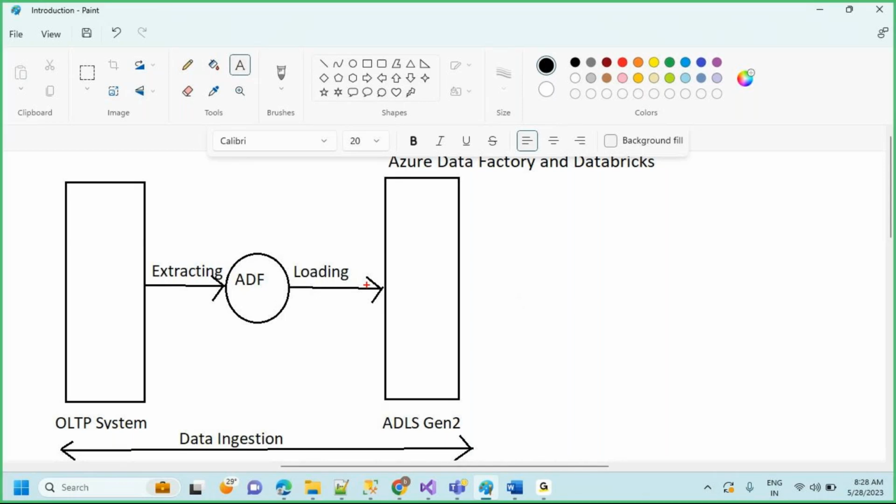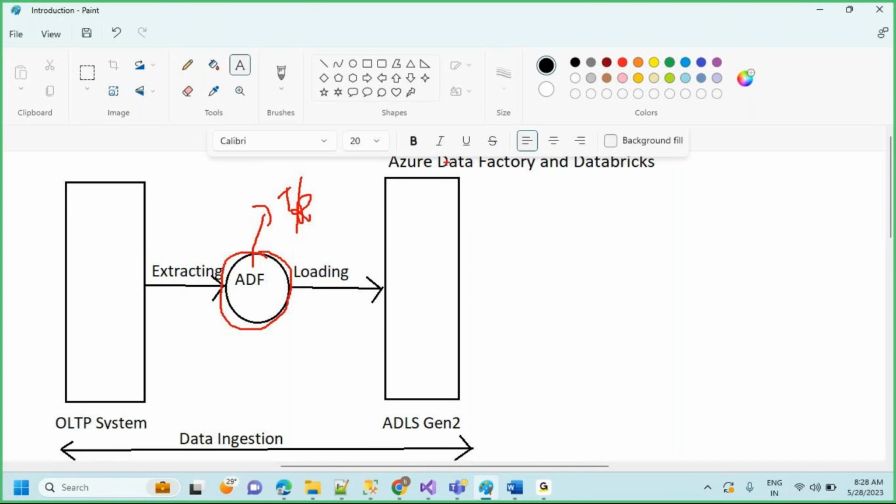Is Data Factory not supporting transformation? The answer is no, it supports transformation also. Azure Data Factory is also doing transformation. It can do the transformation. But why we are not doing the transformation is to improve the performance.